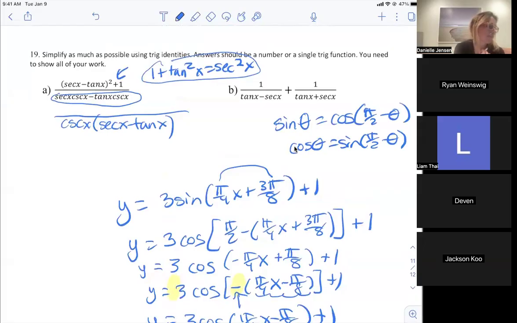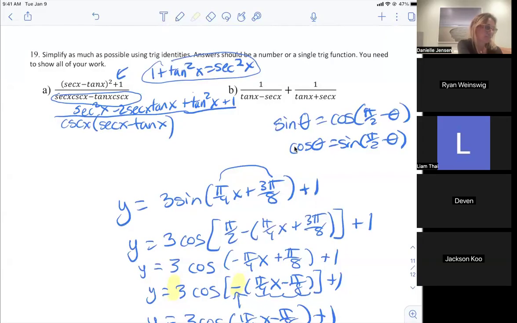How's that problem going, Liam? Um, I have like 2 secant squared plus 2 secant times tan x plus tan squared x, then over like cosecant times secant x minus tan x. Okay, so when you FOIL it out, you got secant squared x minus 2 secant x tan x, right? I was getting plus. Oh, okay. I think I messed up the foiling.